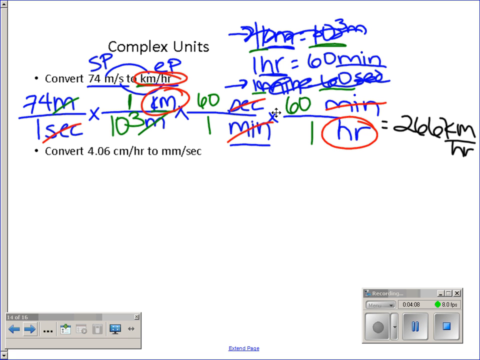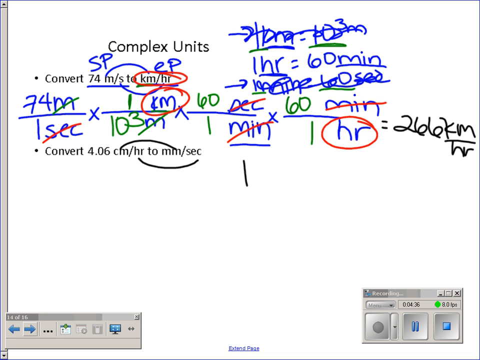So I know they seem very complicated. Write your equivalence measures and then figure out how you get where you need to go. If I read problem 2, convert 4.06 centimeters per hour to millimeters per second. My top is going from centimeters to millimeters. My bottom is going from hours to seconds.